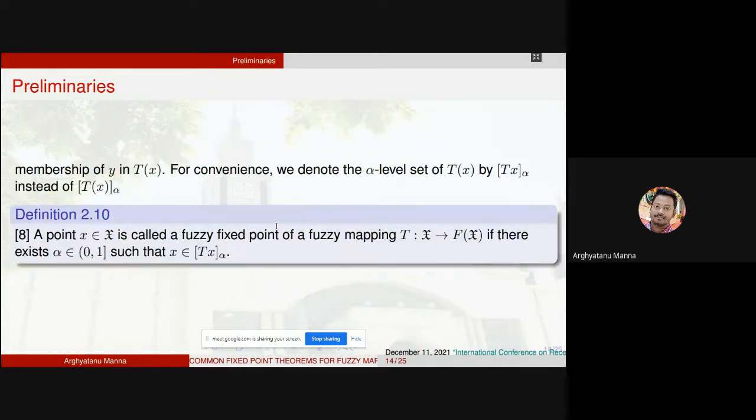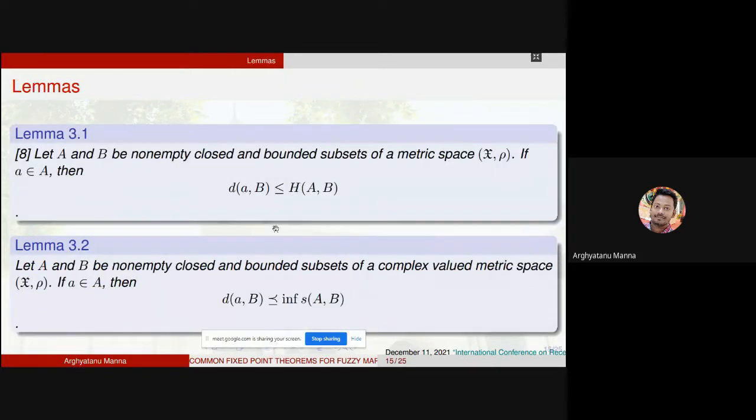A point x belonging to X is called a fuzzy fixed point of a fuzzy mapping T: X → F(X) if there exists α belonging to (0, 1] such that x belongs to [Tx]α. Let A and B be non-empty closed and bounded subsets of a metric space (X, ρ). If a belongs to A, then D(a, B) ≤ Hausdorff metric H(A, B).